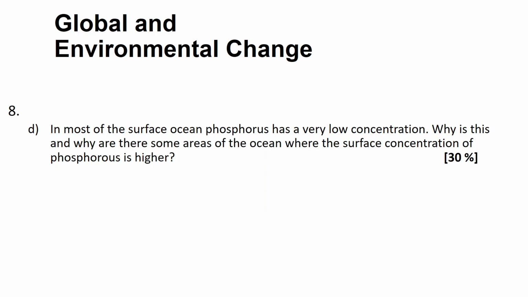Okay, so the last part of the last question of the exam. In most of the surface ocean, phosphorus has a very low concentration. That's a statement, it's not a question. So the question is, why is this? Why is the surface concentration of phosphorus very low? And why are there some areas in the ocean where the concentration is higher?